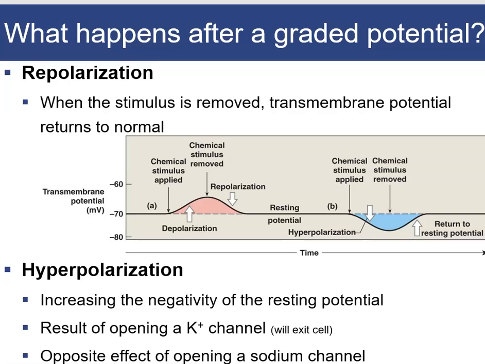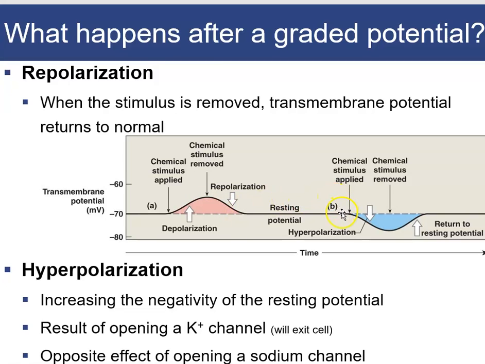Now, what happens after a graded potential? This is not an action potential. This is just these slight changes in the membrane. We have to repolarize. So what happened? A stimulus was applied. We depolarized. We moved closer to zero. When that stimulus is removed, that transmembrane potential needs to go back to normal, back to resting.